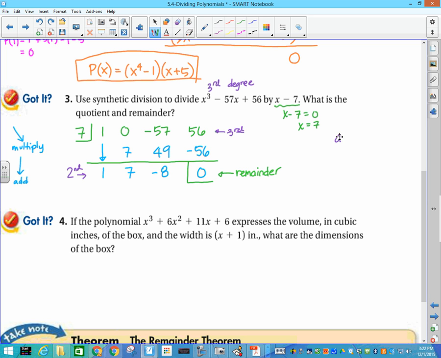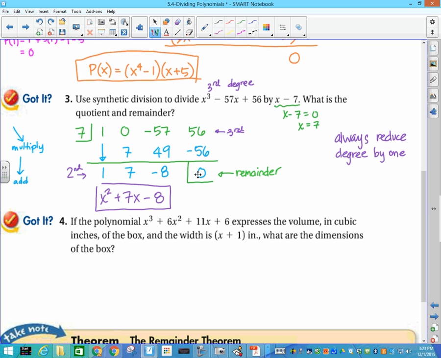So you want to remember that when you're doing synthetic division, that answer, you always want to reduce your degree by 1 when you write that answer. So if I started with a cubic, I'm going to end up with a quadratic. So the answer to this is going to be 1x squared plus 7x minus 8. That is my quotient.